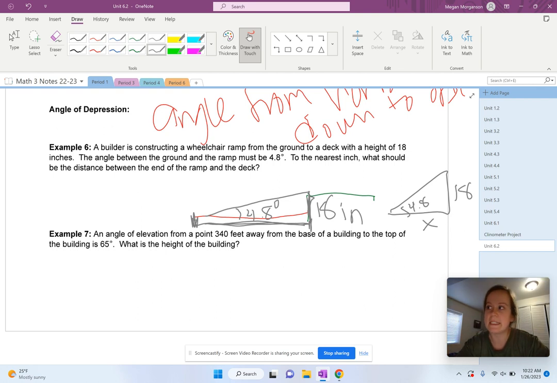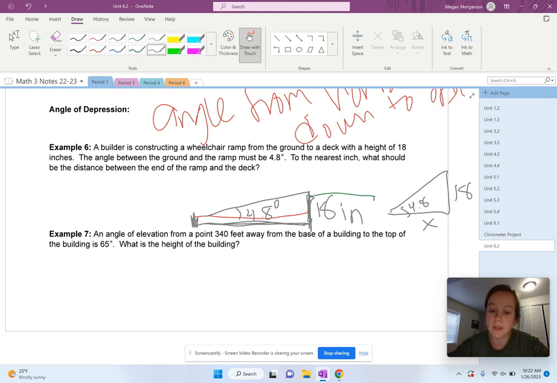A thing to remember is this. If you have all sides, like you're missing one side, you need to find a third side, that's when you use the Pythagorean theorem. You don't have any angles involved, you just need to find sides. However, when you've got angles and sides, that's when you're going to use your trig identities.